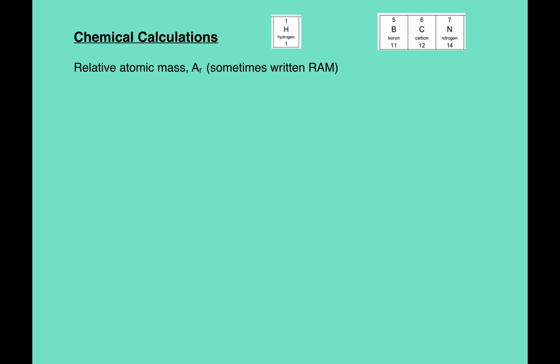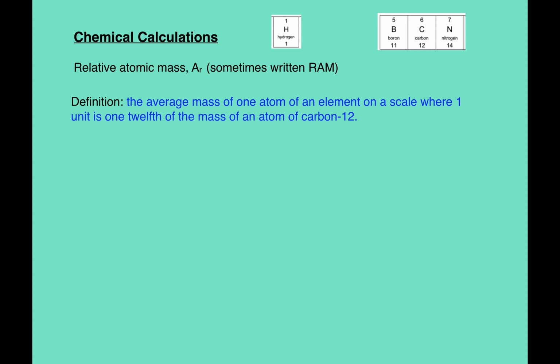Right, as promised, we're going to talk about calculations in chemistry, and we need to look at some of the basic numbers we will need. You may have heard this term before, relative atomic mass, which is given the symbol A subscript little r, and sometimes called the RAM, the relative atomic mass. This definition you really need to learn.